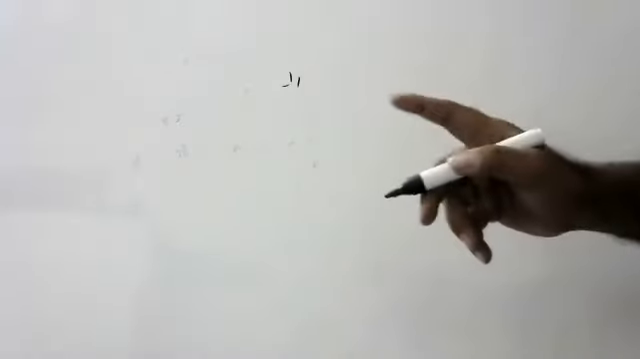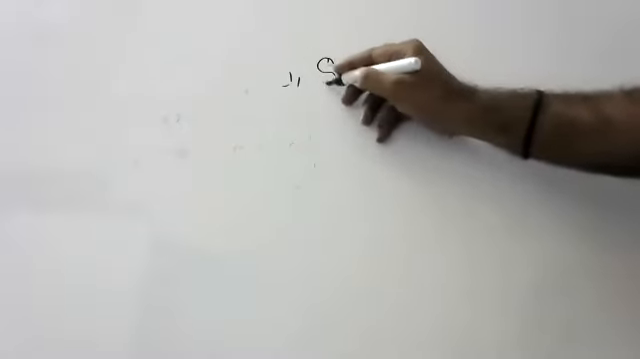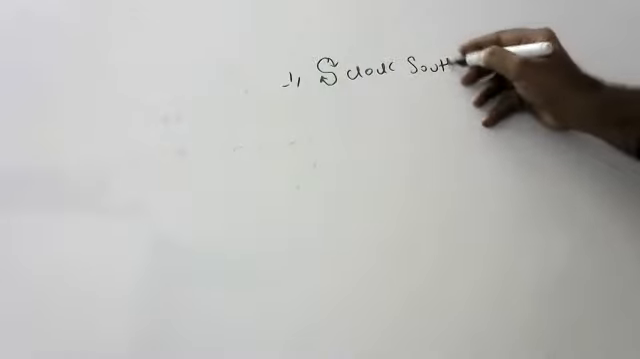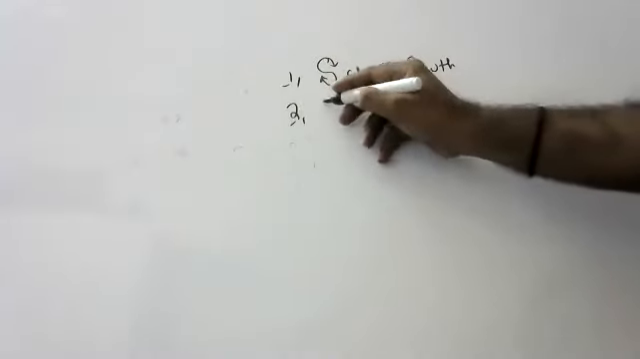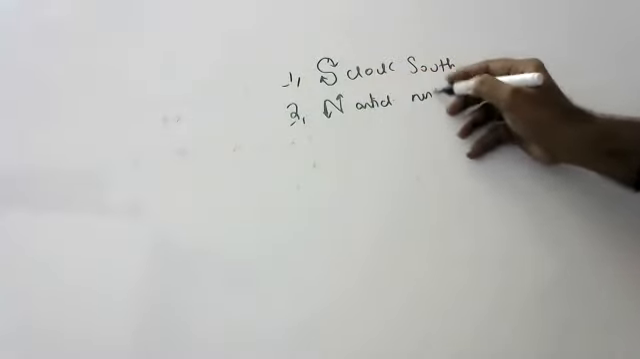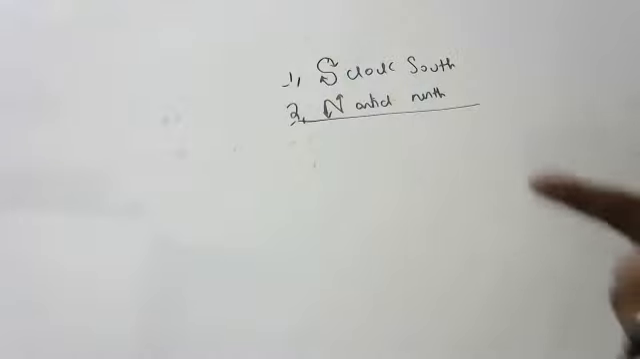What is the direction of the magnetic field if current is flowing in clockwise? If current is flowing in clockwise, what did I say, children? South direction. This is clockwise, no? Clockwise means south direction, and anti-clockwise means north direction.